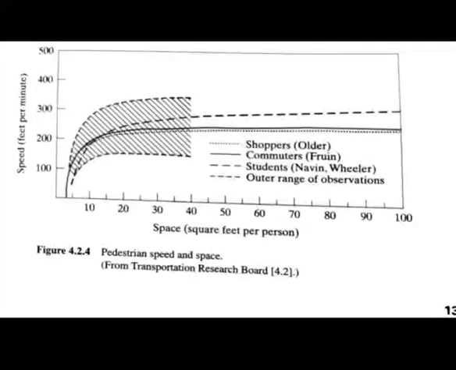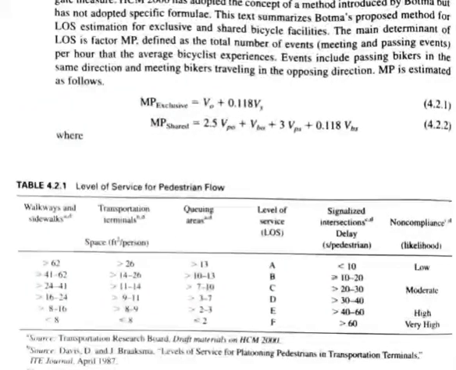So for the pedestrian level of service in terms of space for walkways, sidewalks and queuing areas, the level of service can be shown as a table. So this is the level of service: walkways and sidewalks, then based on the transportation terminals, queuing areas, level of service is given different values. I told you from A to F. A means it is the best and F is the worst.